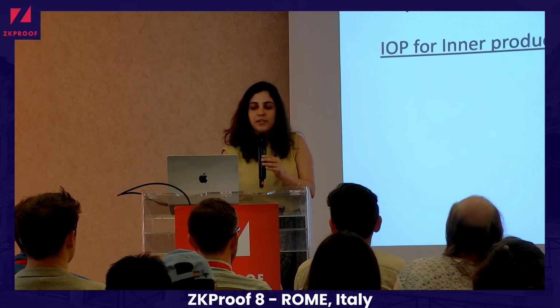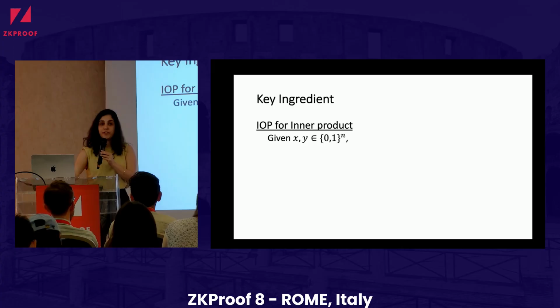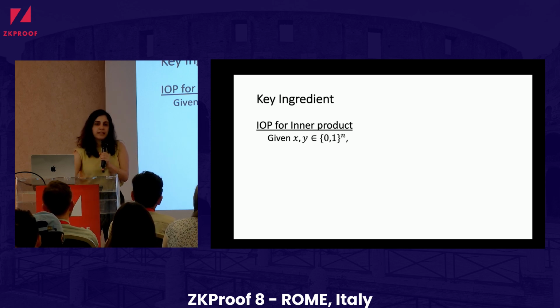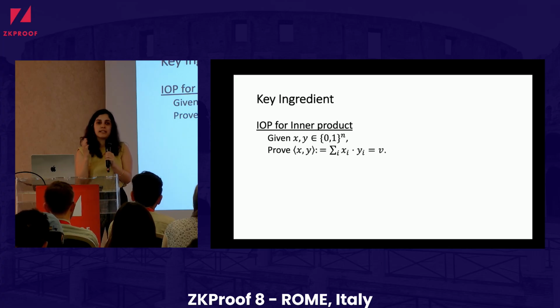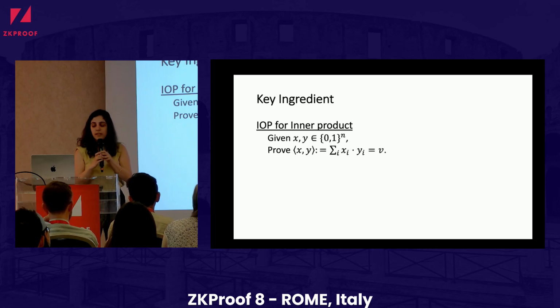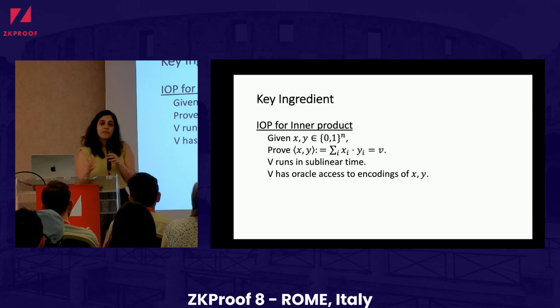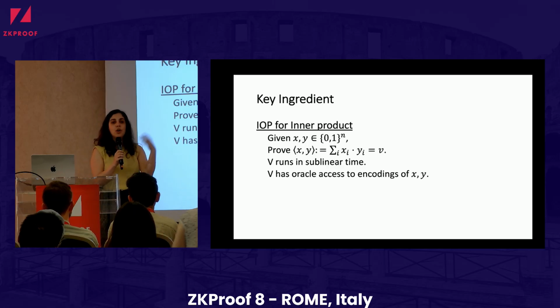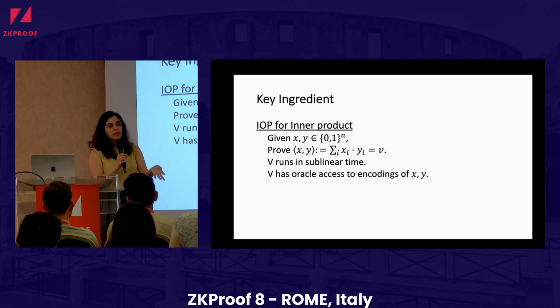Okay, so our key ingredient is going to be an IOP for inner product. And I guess we've seen inner product come up, so maybe this doesn't surprise you too much. So what do I mean by that? Given X and Y, we want to prove that their inner product is some value. Now, the verifier can just go ahead, read them both, multiply every index, sum up, and do everything. But we want the verifier to run in sublinear time. And the verifier has oracle access to some encoding of X and Y. And what do I mean by encoding? We'll get to that later, but we've also seen error correction codes already, so this is what we mean.